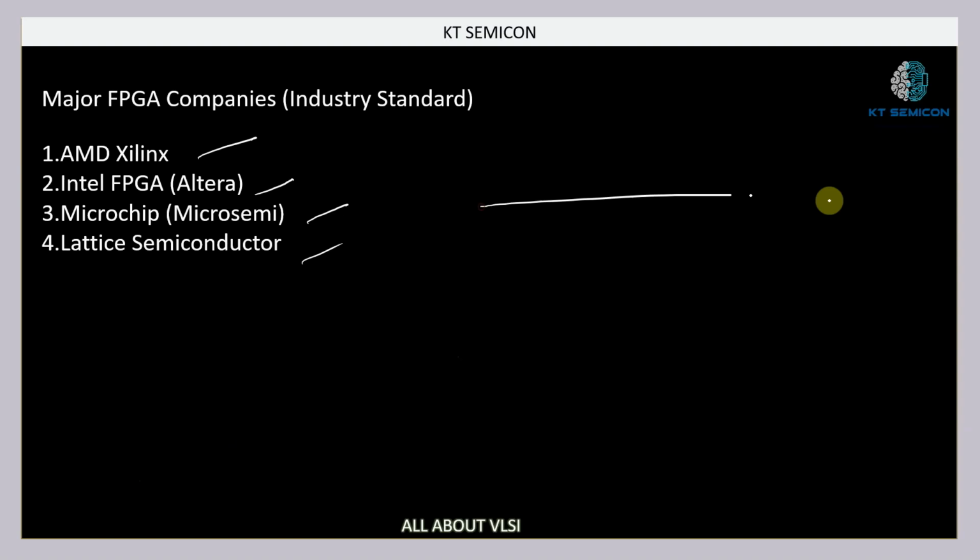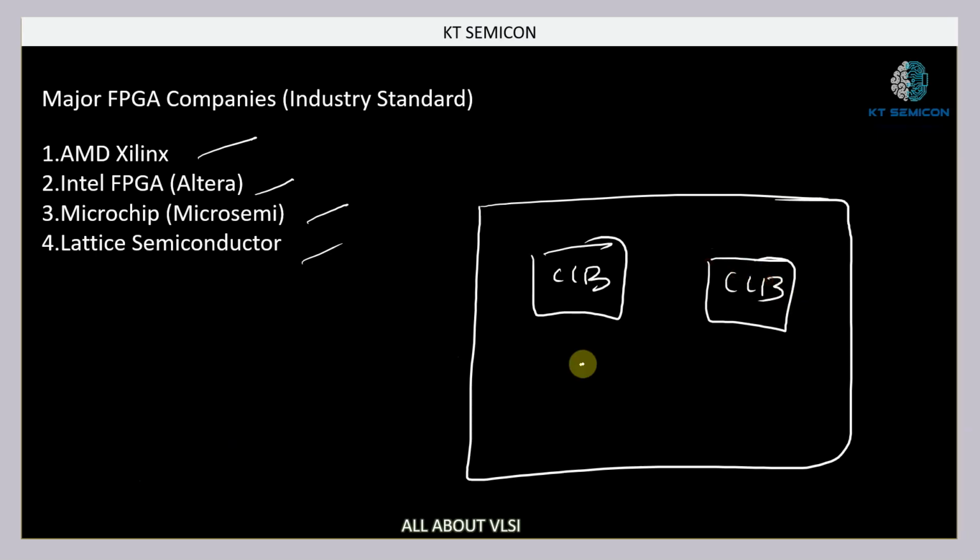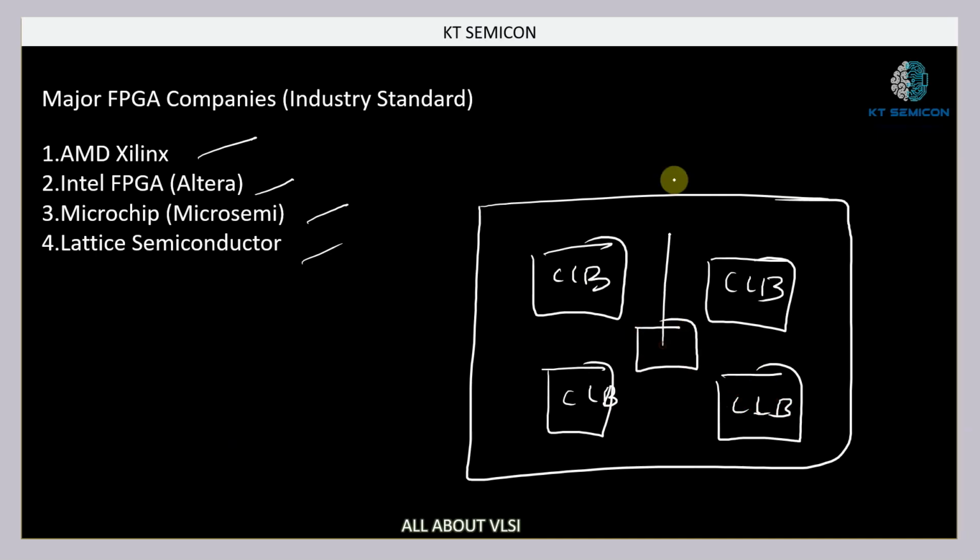In our previous session, when we were discussing the FPGA internal architecture, we saw something known as CLBs. In our FPGA, apart from the CLB, we will have something known as BRAM.